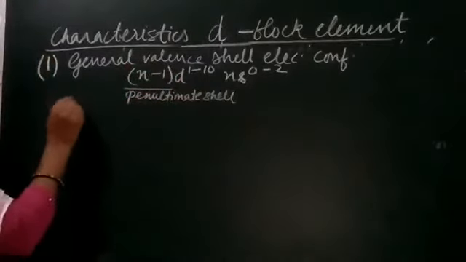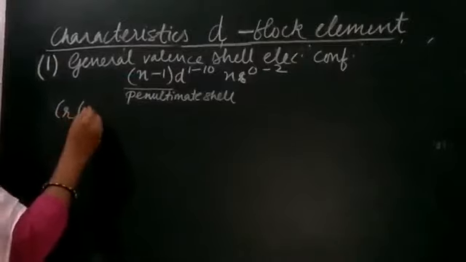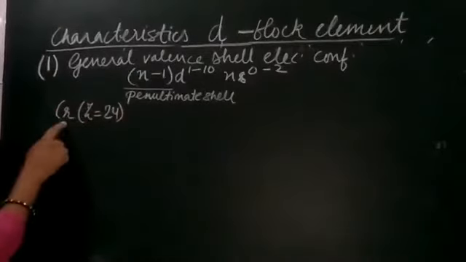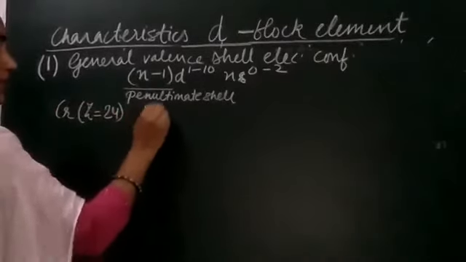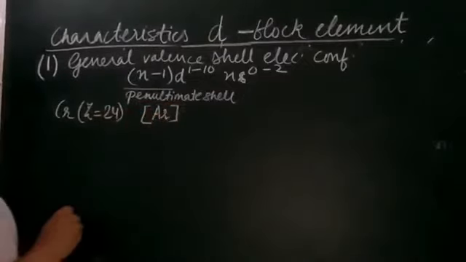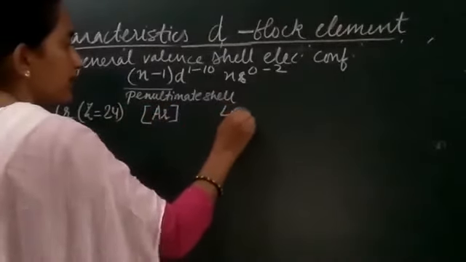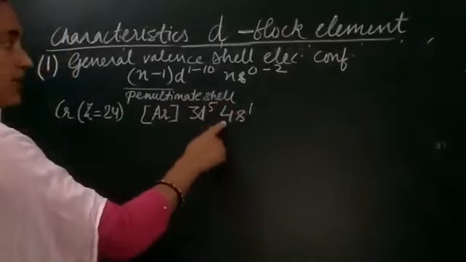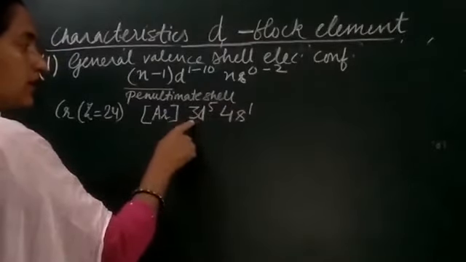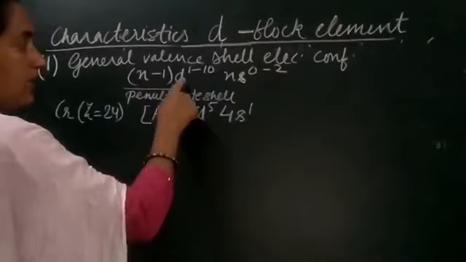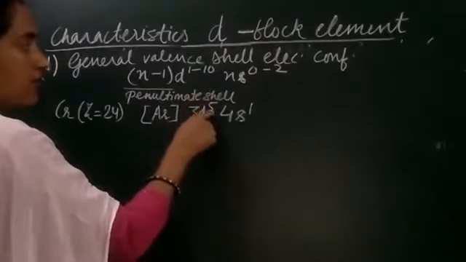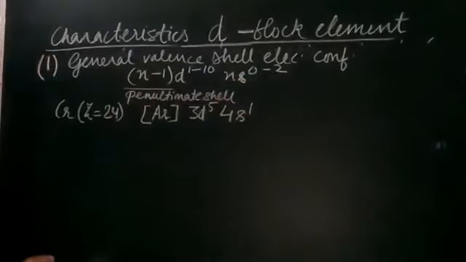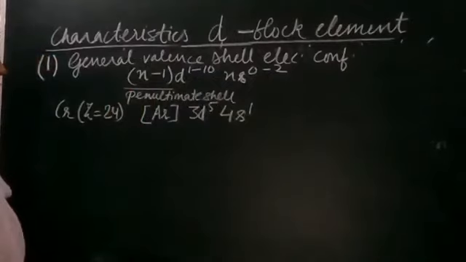For example, if we are writing for chromium, that equals 24. So in that case, here we have argon 18, and we know the configuration is 4s1 3d5. So here students, 4 is the outermost shell, and 3 is the penultimate shell. And you can see that this 5 ranges between 1 to 10, and the 0 to 2 is 1 here. So in the D block elements, there is a gradual filling of the D subshell.